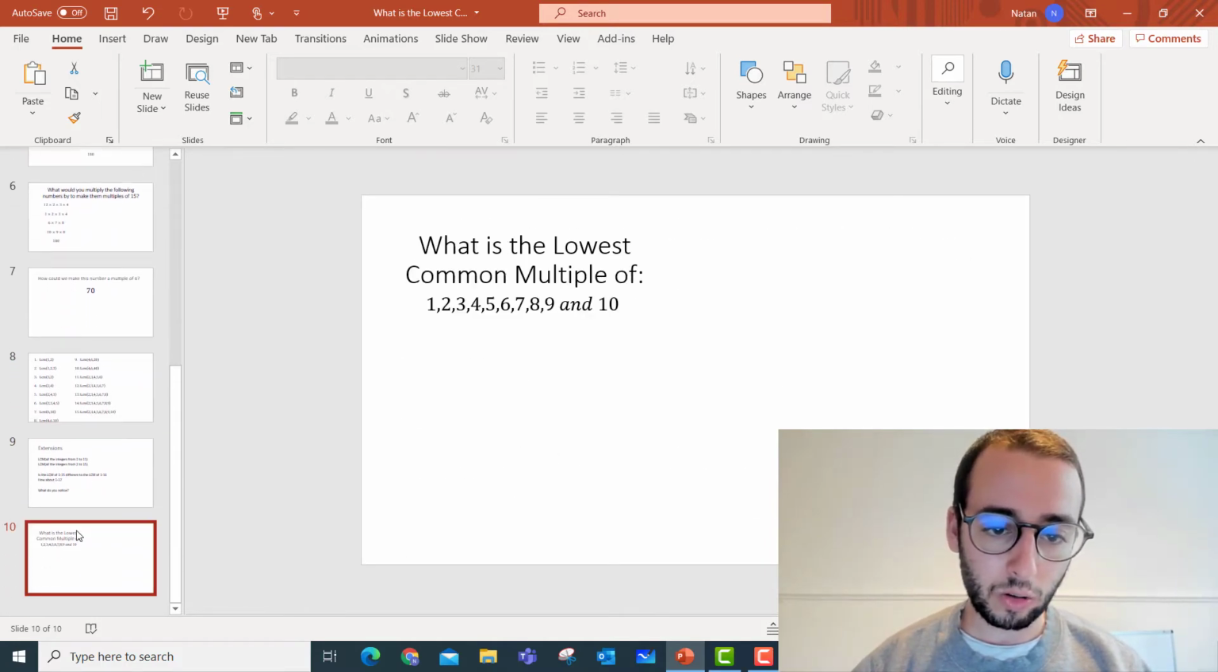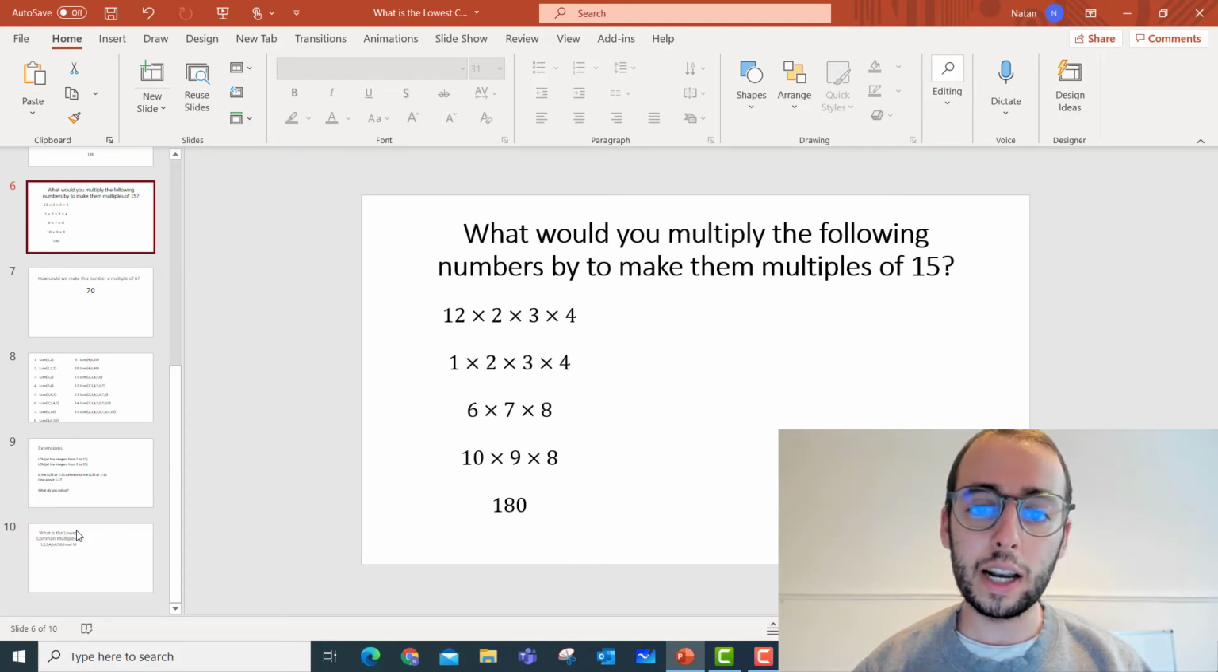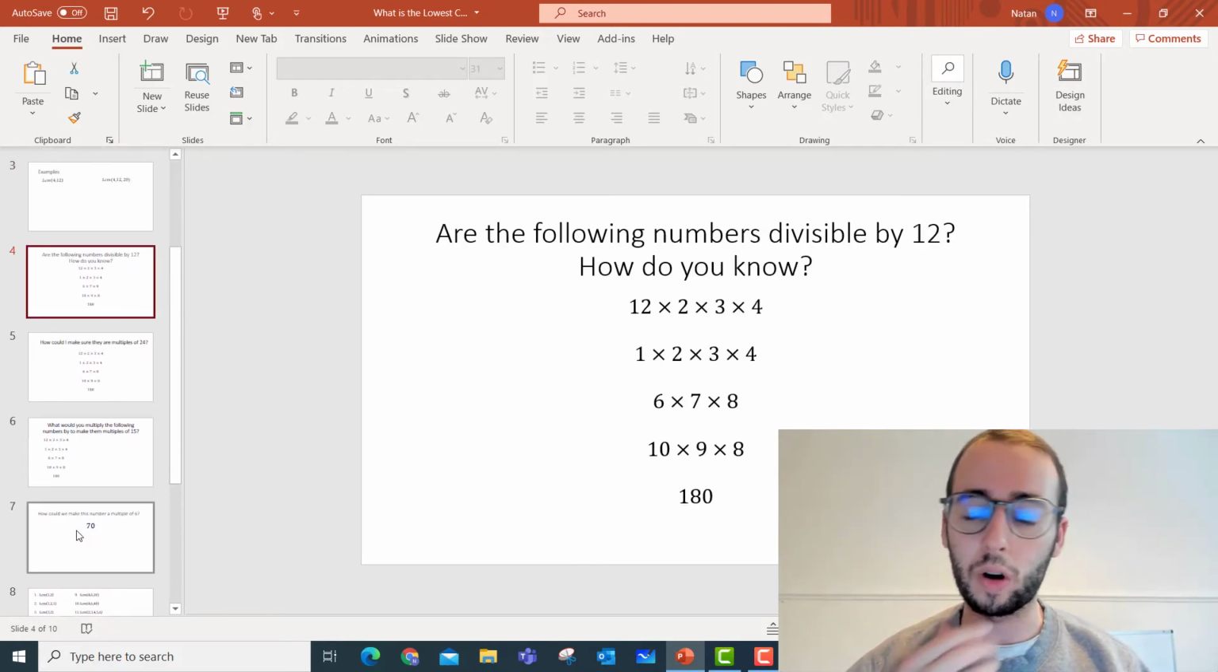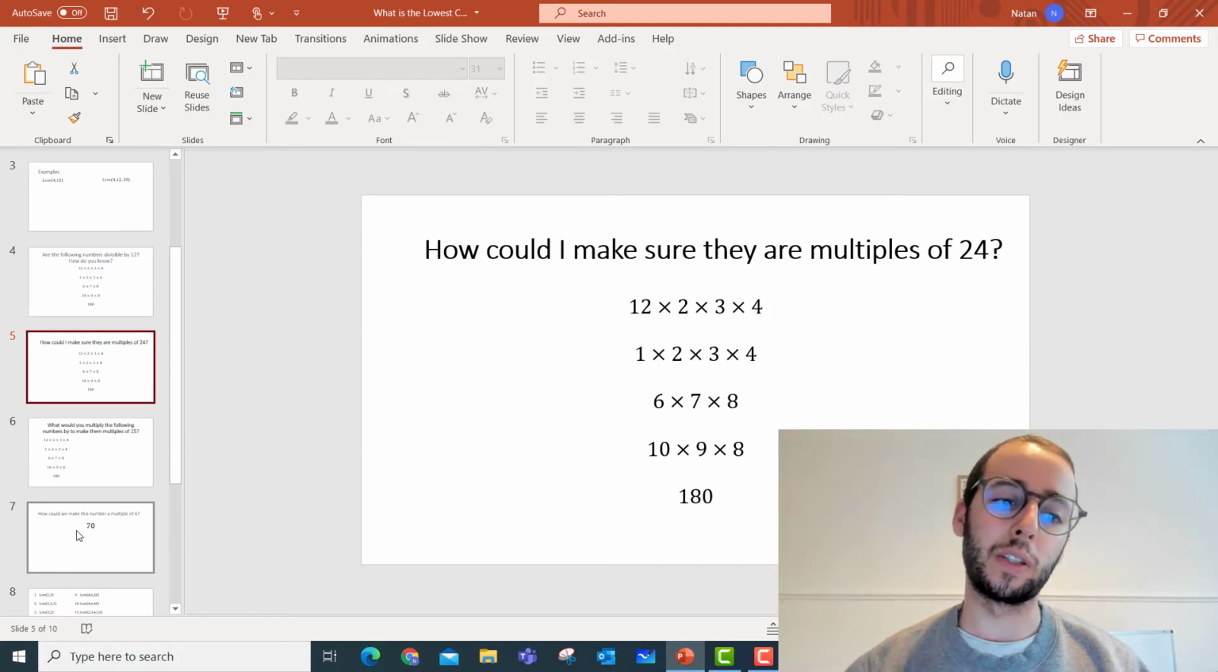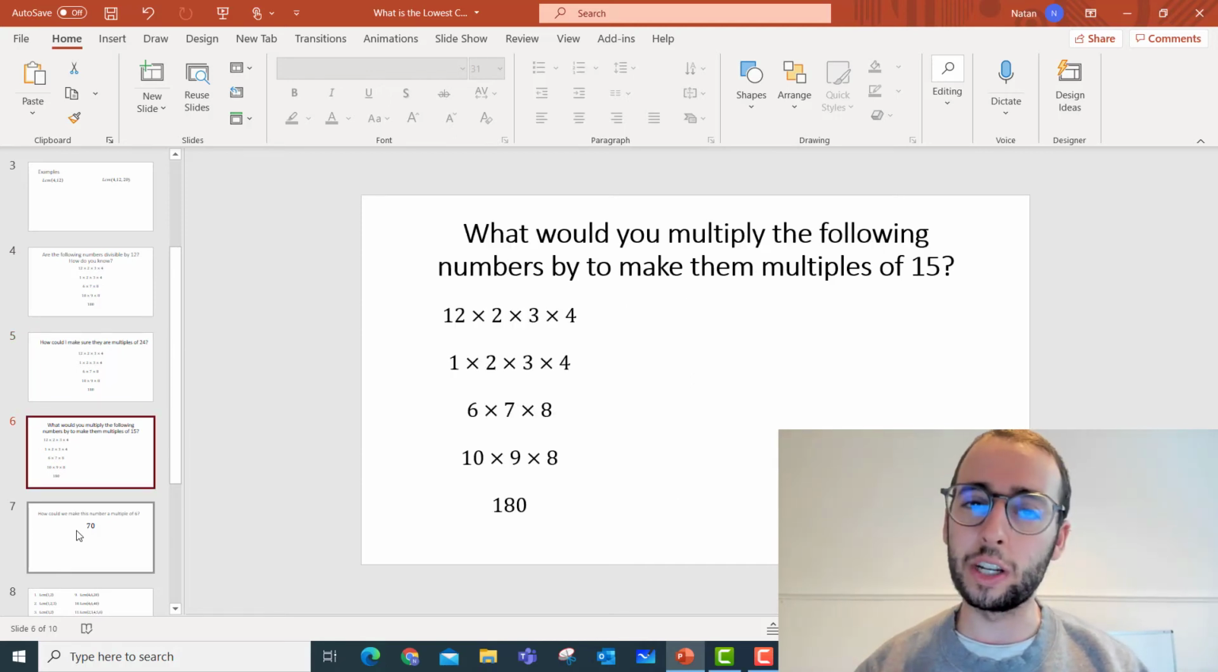Did we add anything else? No. So it's just really some more stuff at the beginning to talk about divisibility and knowing which numbers are multiples of which numbers. And really there are so many ways you can go with this.